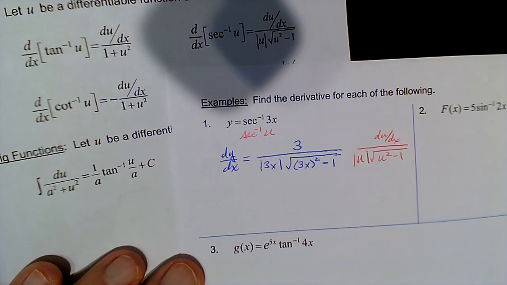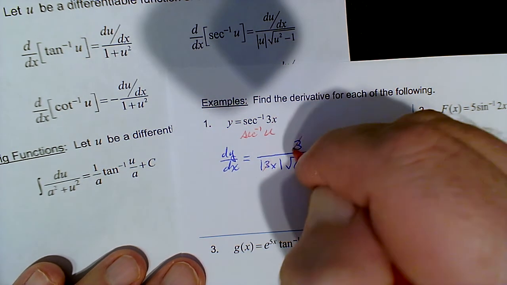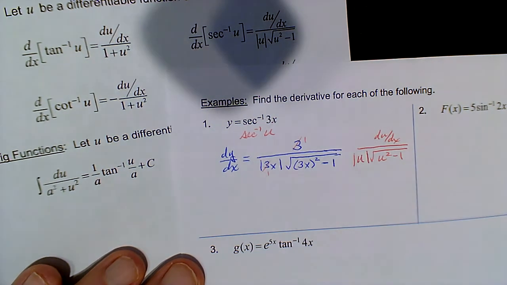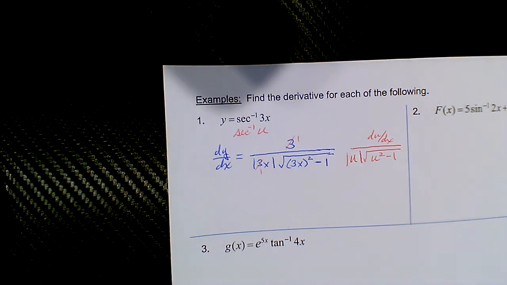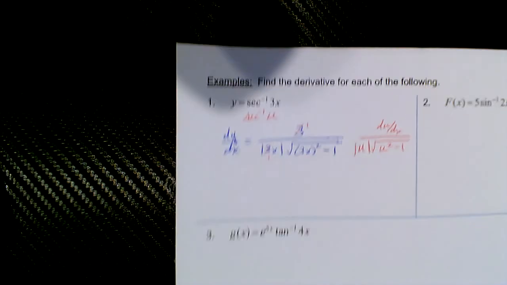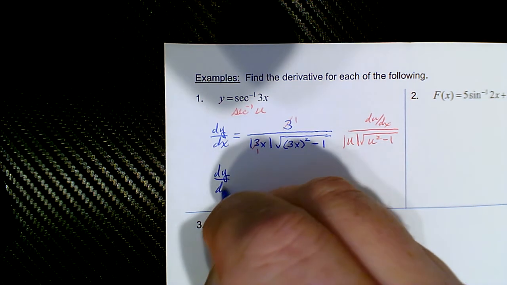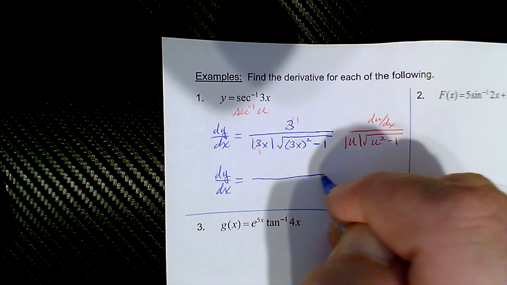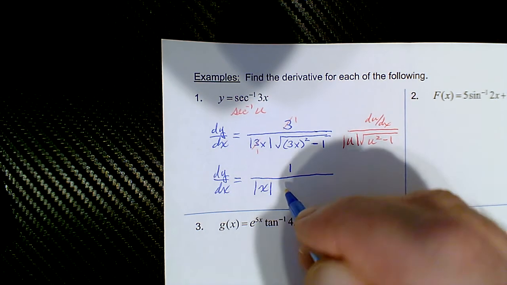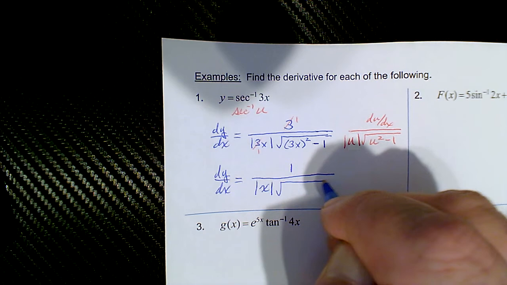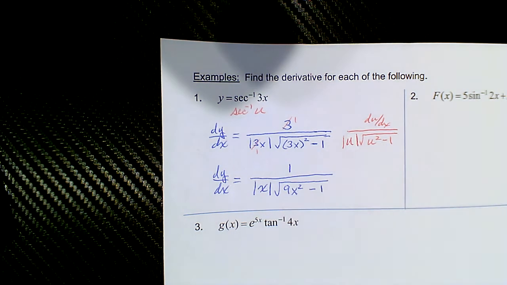We're definitely going to have to square this 3x as I mentioned. You can actually cancel these 3's. You can cancel inside the absolute value with a number, but not with a variable. So I can cancel those 3's, and then I'd have that dy dx is, in the numerator, just 1, in the denominator absolute value of x, and then the square root of, as I said, make sure you square the 3x, that's 9x squared minus 1.